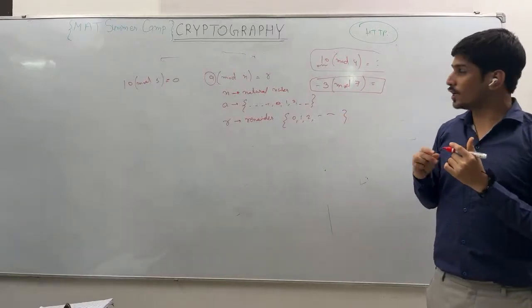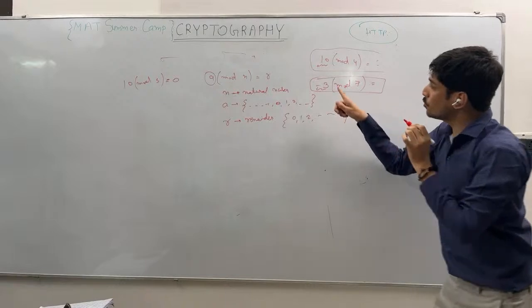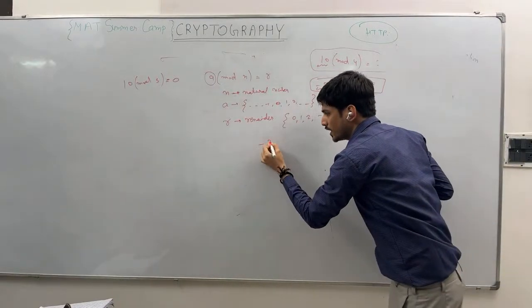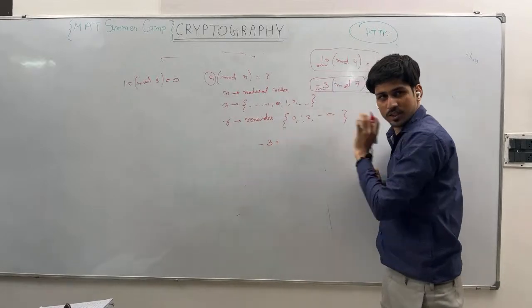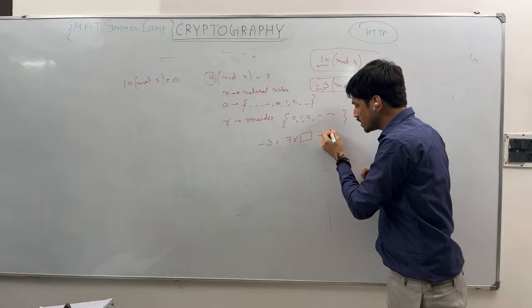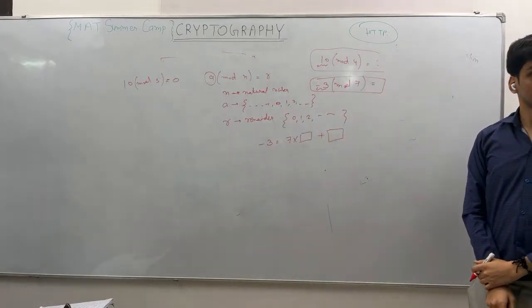Whenever we have negative numbers, first of all, what do we do? I have to write minus 3 in terms of 7. So minus 3 will come, which means 7 times something, plus a remainder will come.